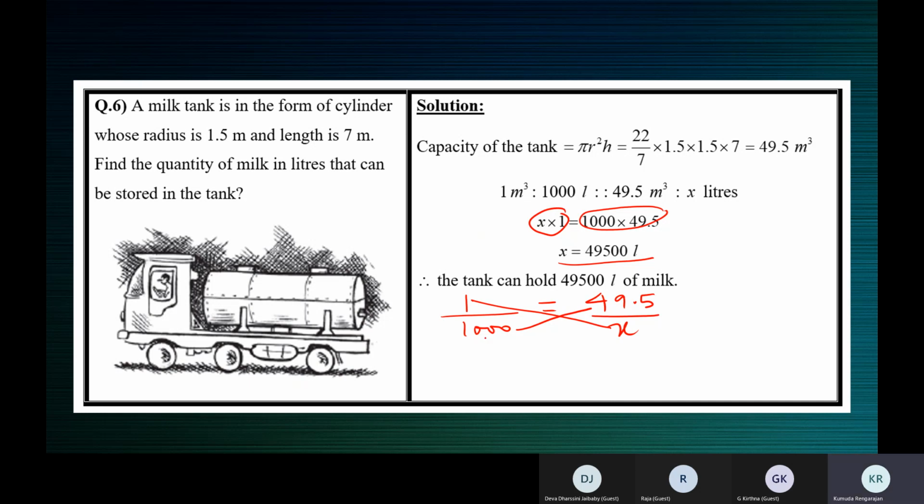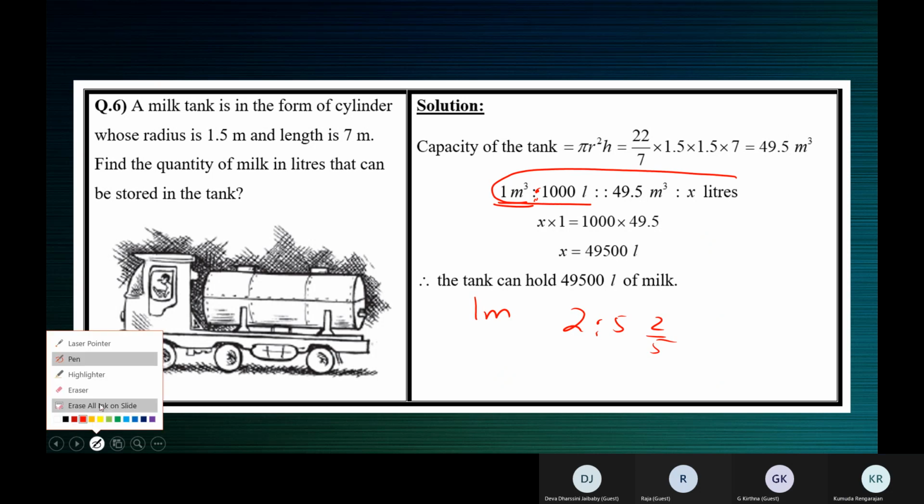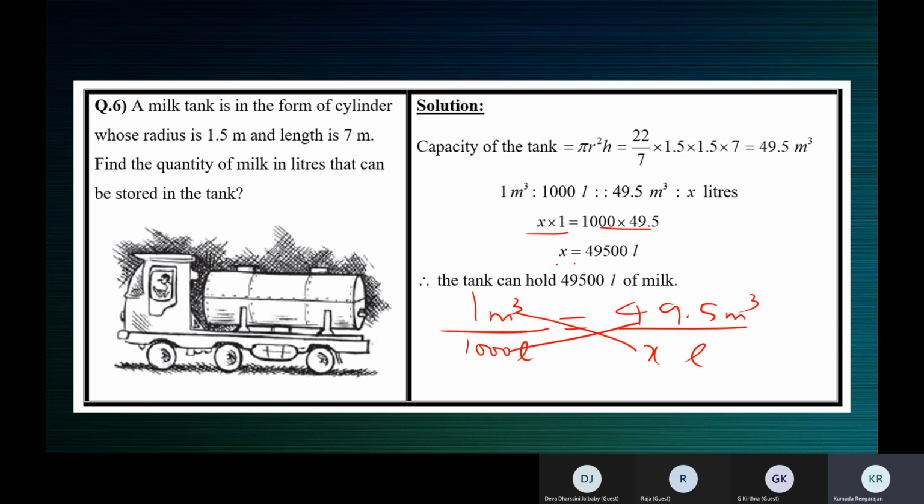You can also write it like this. This step can be presented like this, because 'is to' means division only. When we say 2:5, it means 2/5. 1 meter cube is 1000 liters. So 1 meter cube by 1000 liters, this ratio will be the same as the ratio 49.5 meter cube by x liters. So on cross multiplying, you get x into 1 is x, 1000 into 49.5. So x is 49,500 liters.